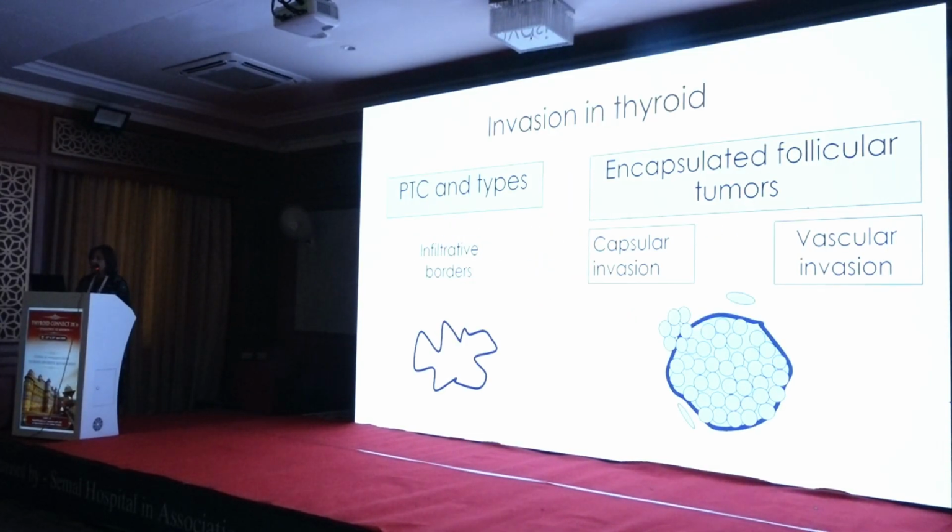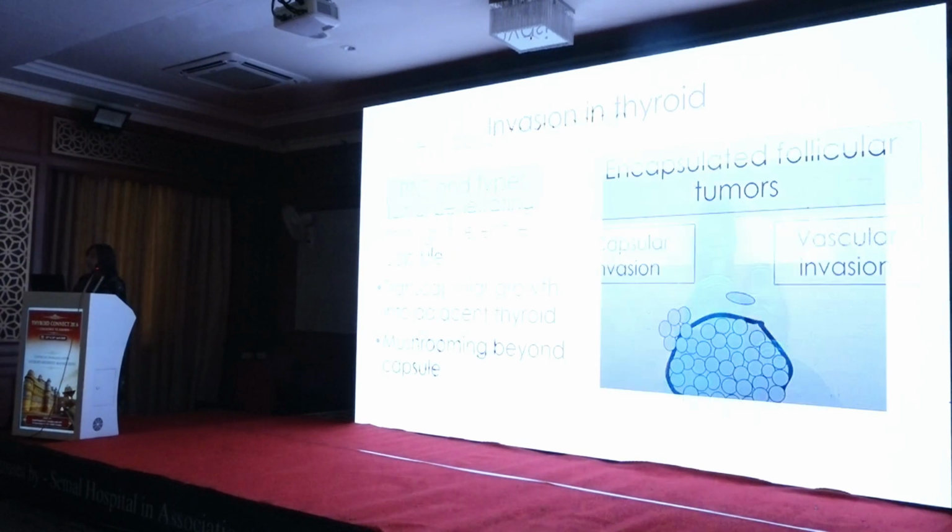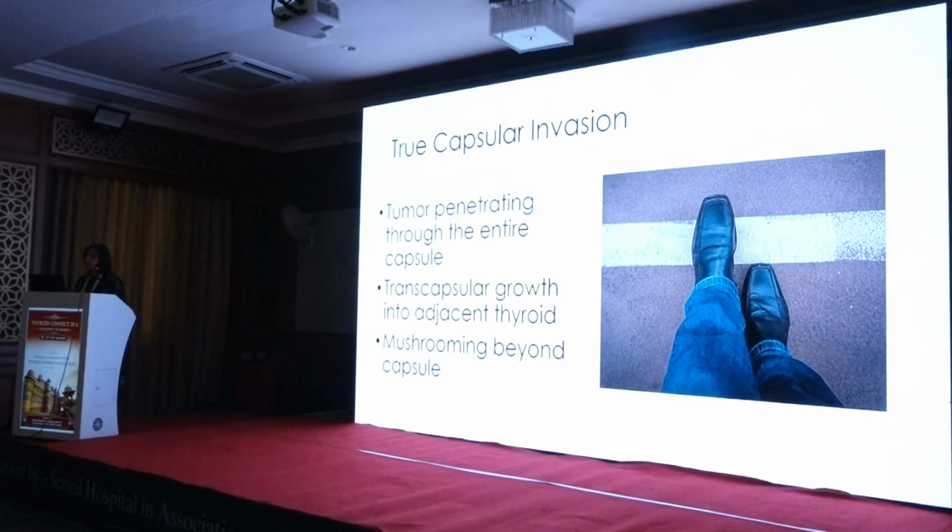So this I think I have expressed. PTC doesn't have a capsule, it is infiltrative, whereas for encapsulated follicular tumors, the diagnosis of invasion, on which everything depends, is based on two things. Either there has to be a capsular invasion or there has to be vascular invasion. That is what is important, and that is what the report has to mention. Capsular invasion is when the tumor goes completely out of the capsule. There is no incomplete. It's not in the process of invading. It has invaded beyond the capsule.